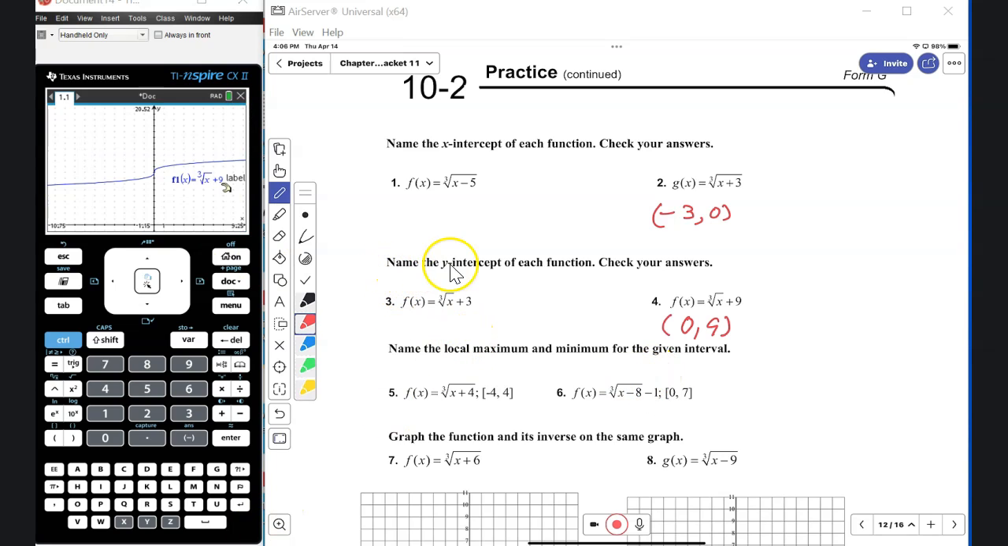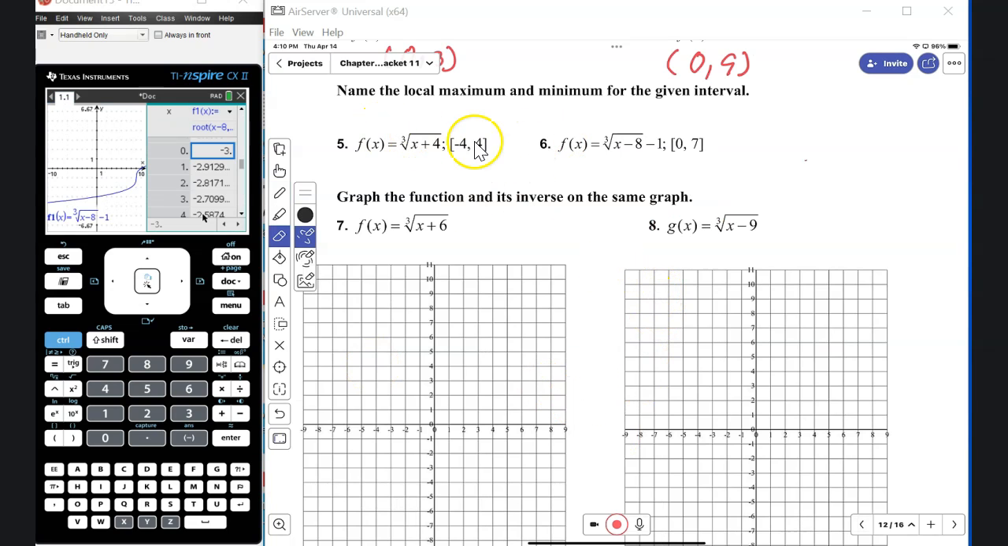For number 4, it says name the y-intercept of each function. I went ahead and graphed the cube root of x plus 9, and you notice that it's going to be 0, 9. You can also see it in the equation. I gave you the answer for number 3. As you notice, the y-intercept is 3, so this one is 0, 3. And the answer for number 1, I did give it to you in class, so that's going to be 5, 0.